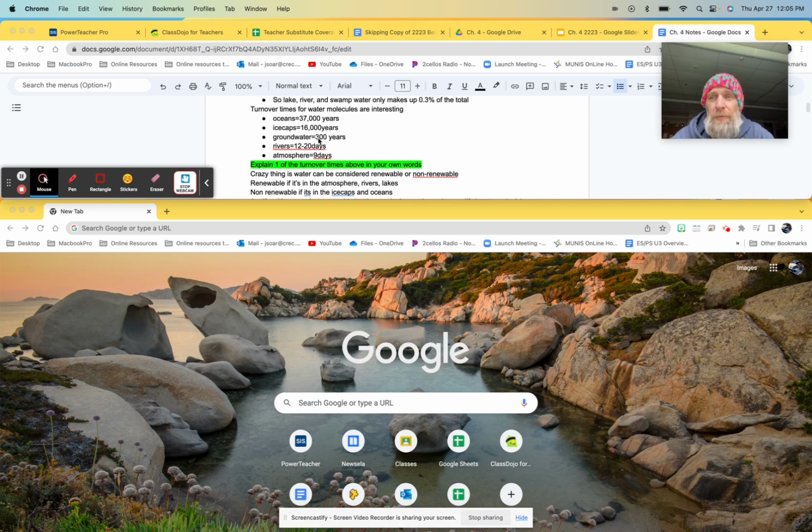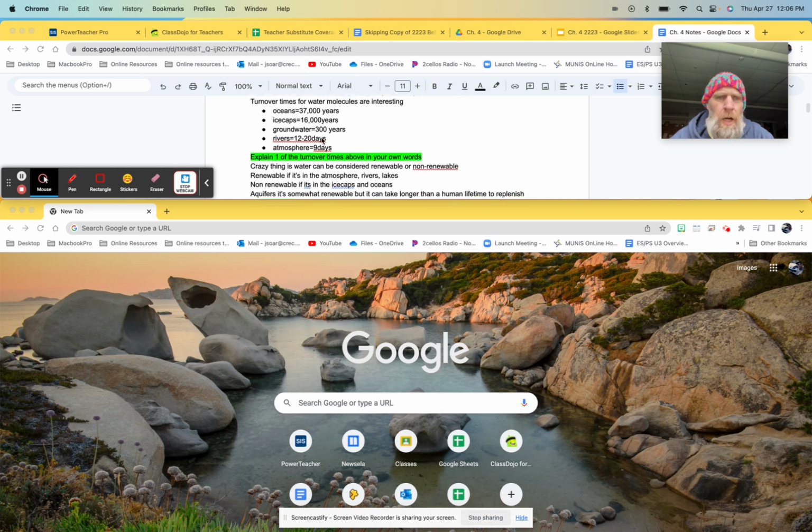The precipitation that falls onto the ground will eventually go off into the rivers, where it will stay for 12 to 20 days. Any of the water that hits the ground and goes underground will stay there for 300 years. So the oceans are our reserve, where we keep most of that water locked up. Ice caps are another big one.